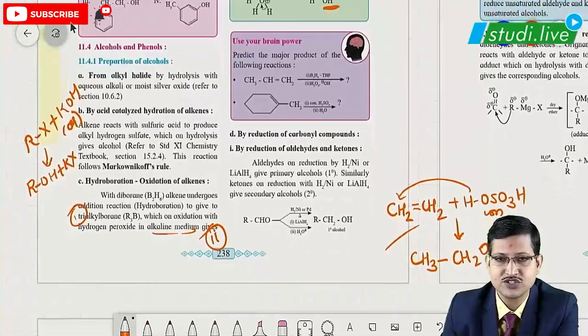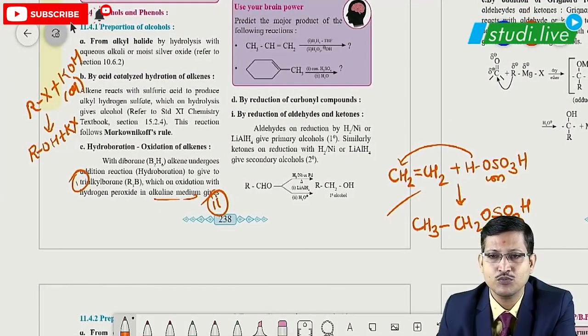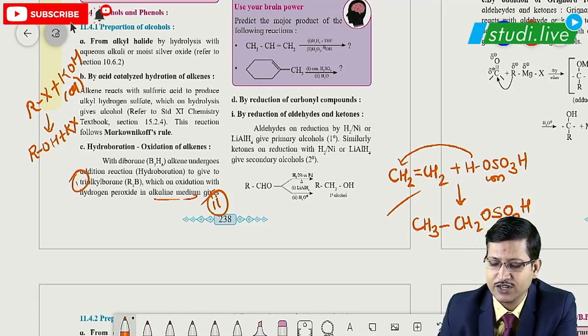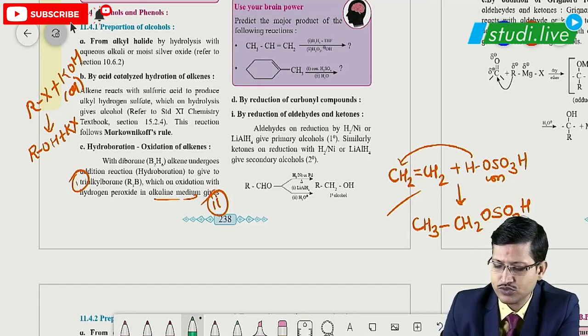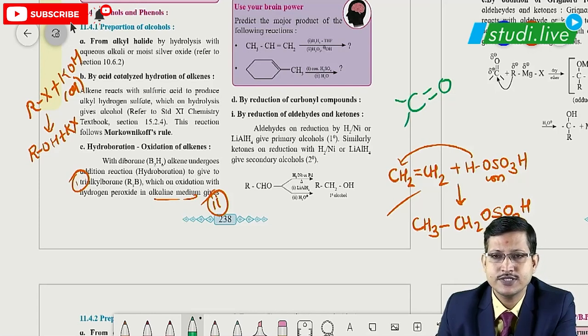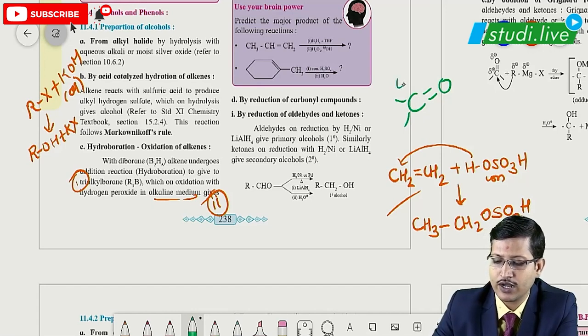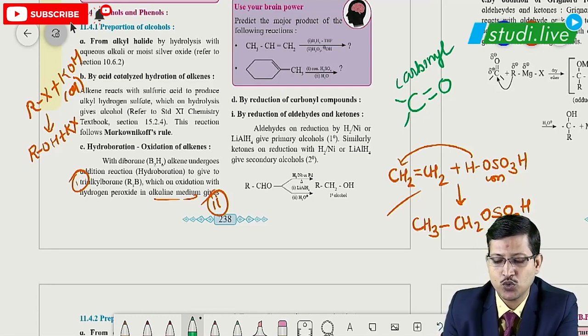The fourth reaction on your screen is by reduction of carbonyl compounds. Now basically, what are carbonyl compounds, or how do you understand the word carbonyl compounds? When you have got C double bond O and 2 bonds like this, this is the representation of the carbonyl group. So this C double bond O is what is called the carbonyl group.